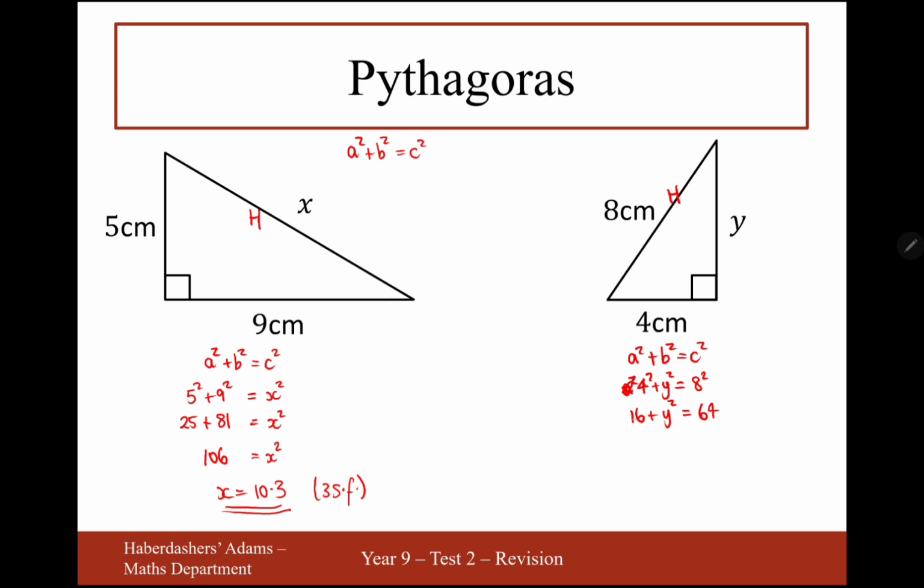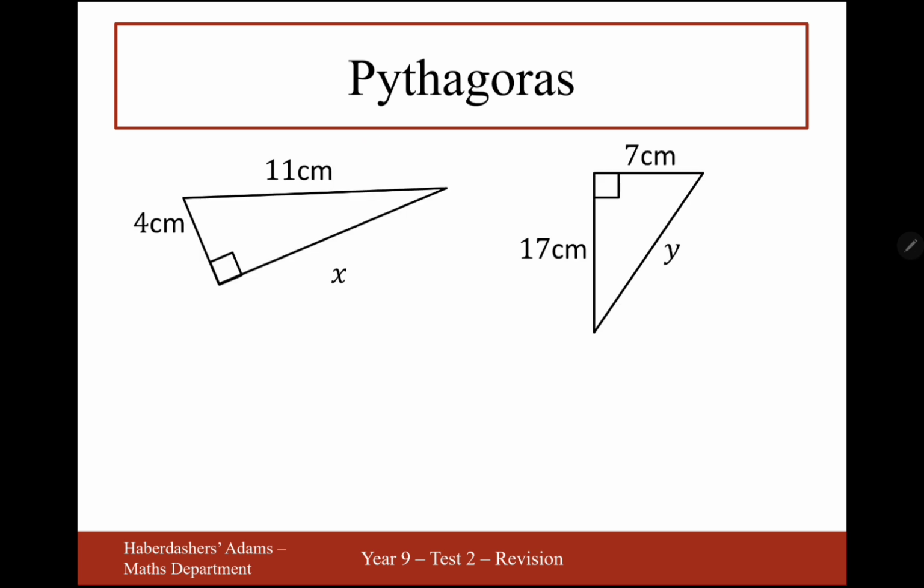In this question we need to move the 16 onto the other side by subtracting it, so take away 16 onto the other side. So 64 take away 16 is 48. And then when we square root that answer and we write it as a decimal, we're going to get 6.93. So 3 significant figures. So there we are, that's the answer for that set of questions there. Okay, if you need some extra practice ones, then go ahead and answer these 2 questions here.